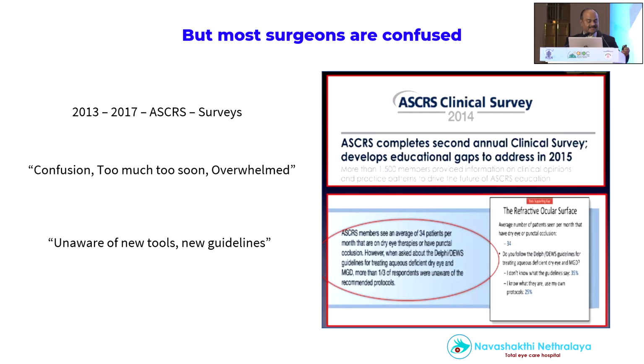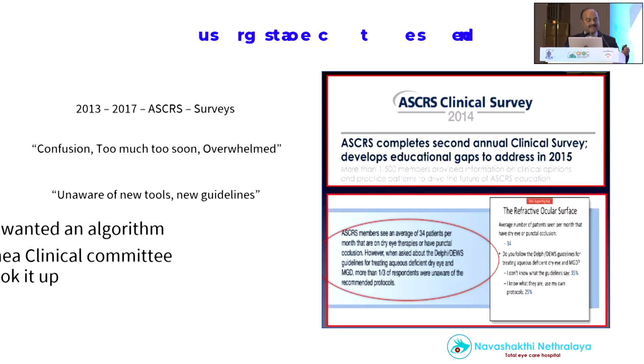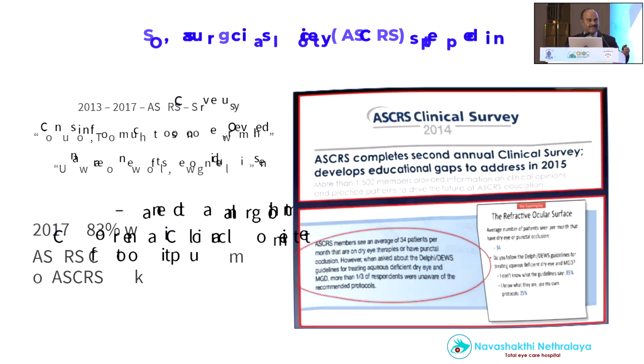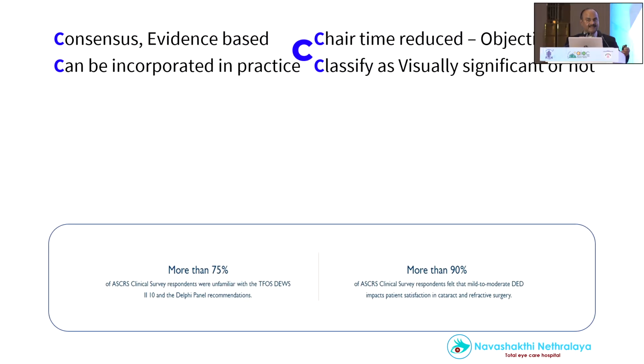Hence, a surgical society, ASCRS, finally gave a survey to its participants and asked, what do you want from this? This was the answer. We have a lot of studies, but it is confusing. Too much data is there. We don't know what to do. Hence, ASCRS decided to start a committee to come out with a report and prepare an algorithm on what should be done in cataract surgery if the patient has dry eye, or how to prevent dry eye after cataract surgery.